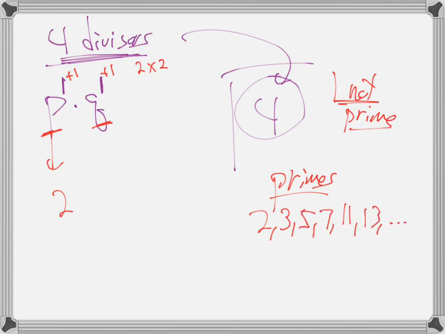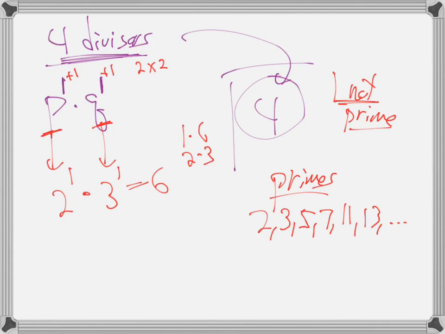So the lowest prime is 2 to the first, times what's the next lowest prime? It's got to be a different prime here. 3 to the first. So 2 to the first times 3 to the first, better known as 6, has to have 4 divisors. Is that true? Are there 4 numbers that go into 6? Yeah, 1 times 6, 2 times 3. Those 4 numbers. Do you see the fitting together of facts with primes and facts with divisors?